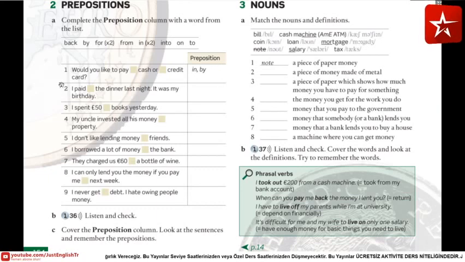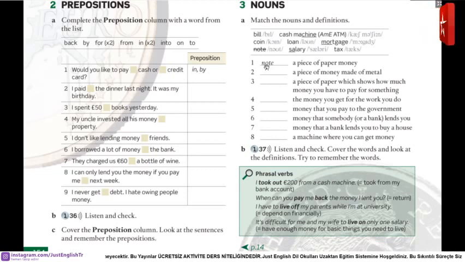Those were related to the verbs, which prepositions we use after the verbs. And now we are continuing with the nouns here. Which one should we use here? We have the definitions here, the meaning of the new words. For example, number 1, a piece of paper money. For number 2, let's read the definition first. A piece of money made of metal.